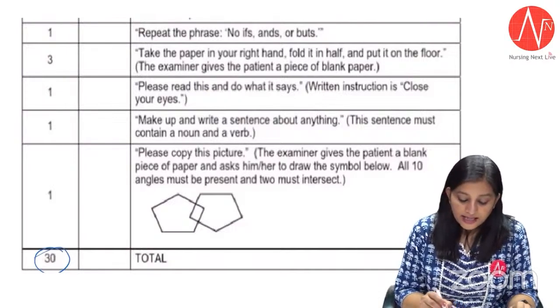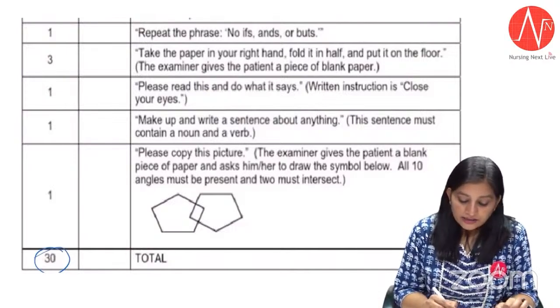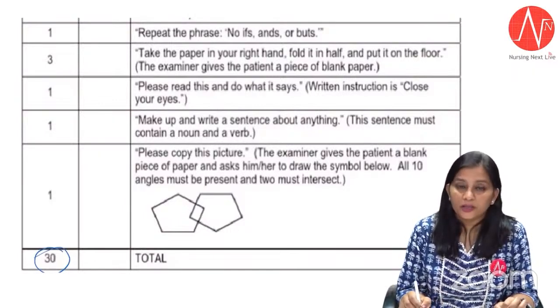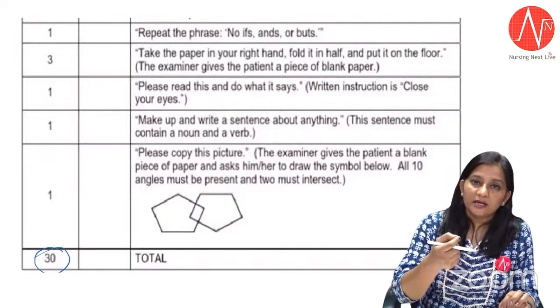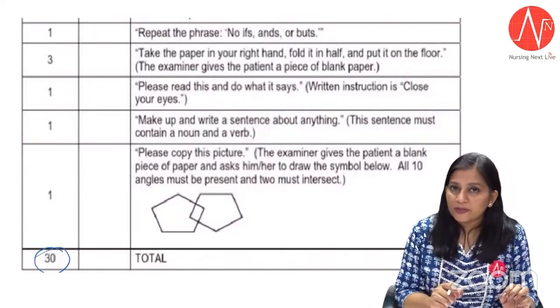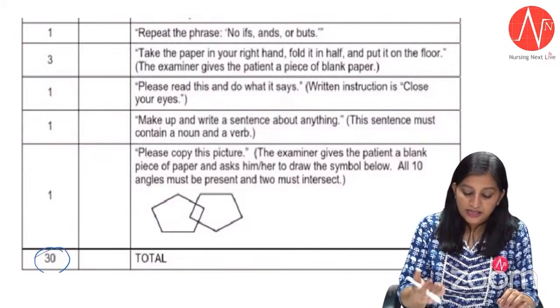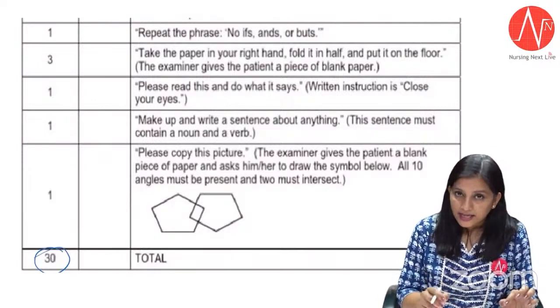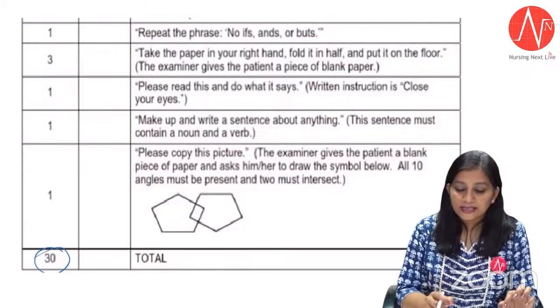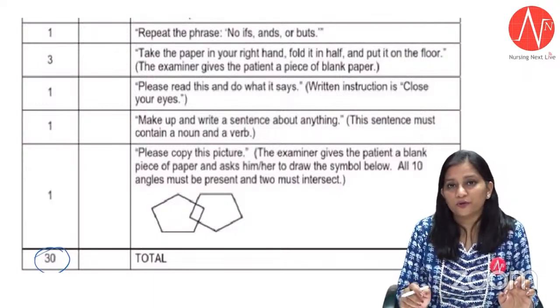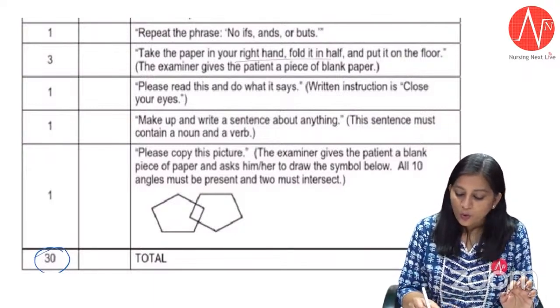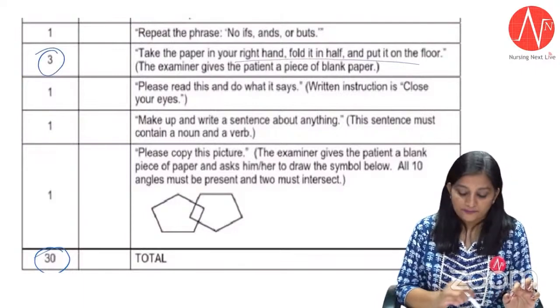Take the paper in your right hand. These are some verbal commands. Take the paper in your right hand, fold it in half, and put it on the floor. The examiner gives the patient a piece of blank paper and gives instructions. We tell, take the paper in your right hand, that is the first instruction. Second is fold it in half, and third is put it on the floor. If the patient has done all 3 of them, then a score of 3 is given.